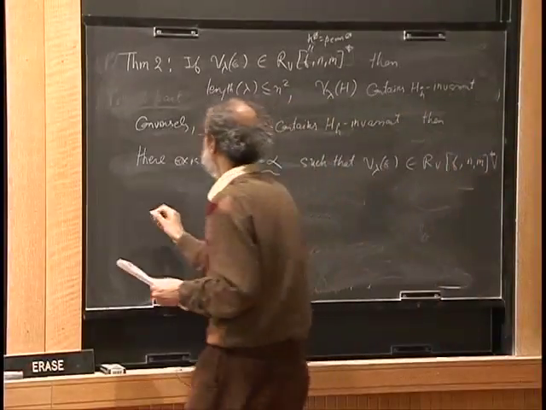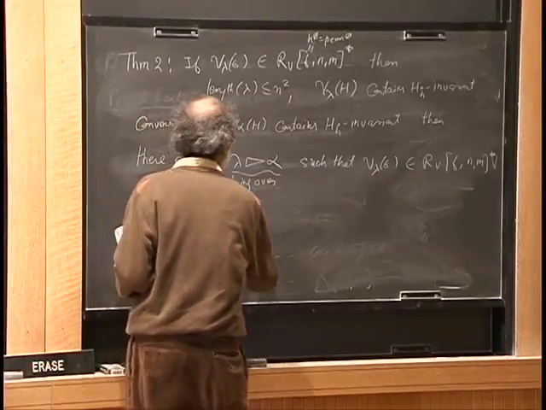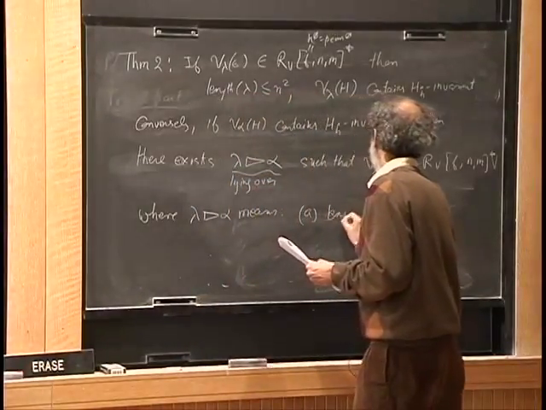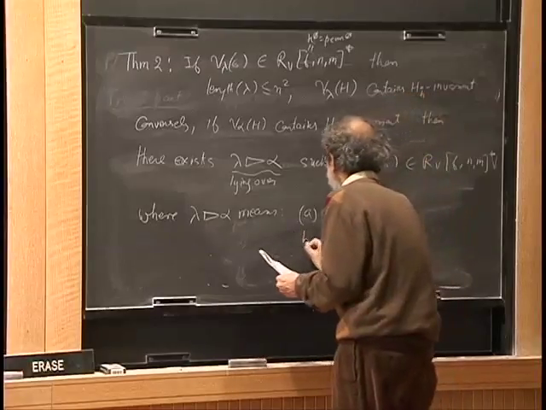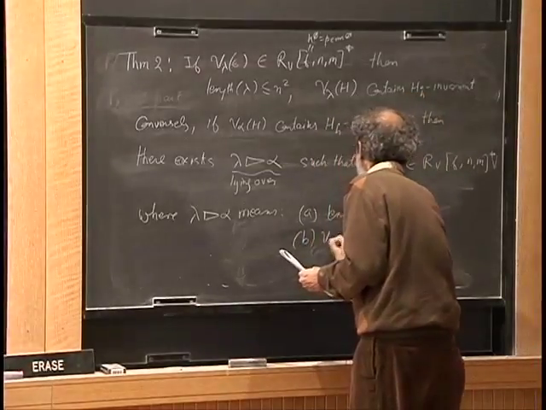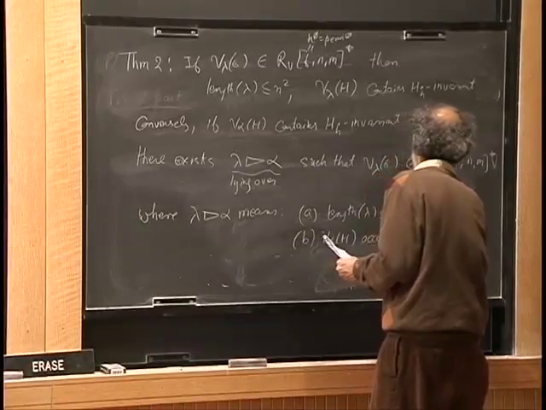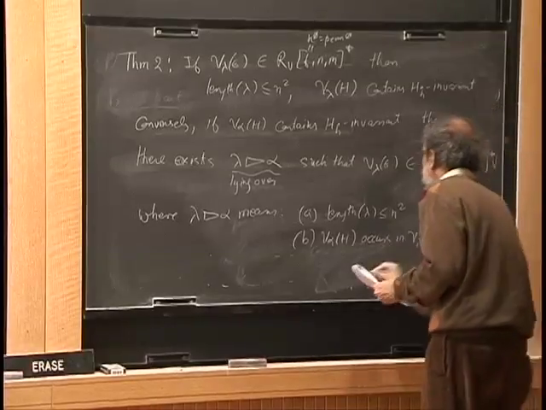where lambda lying over this means the following: first, the length of lambda is less than or equal to n squared, and second, V alpha H occurs in V lambda G as an H submodule.